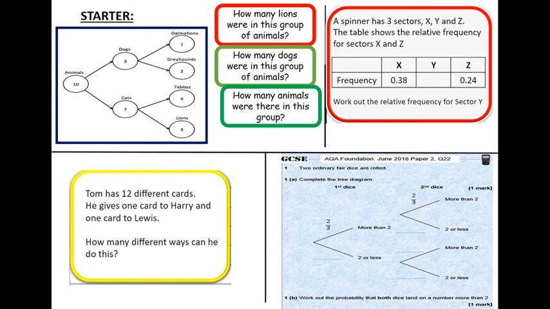Now this is the starter to have a go at. So you'll see 4 sections. In the top left section there is a frequency tree, and you need to answer those questions about that frequency tree. In the top right, there's a question on relative frequency, which is what we looked at previously in the last lesson. And then there's also a probability tree, which is different to a frequency tree, in the bottom right. And there's a different question at the bottom left as well. So have a go at those, put me on pause for about 5 minutes, and then come back for the answers. Thank you.